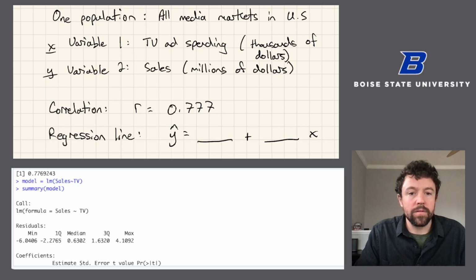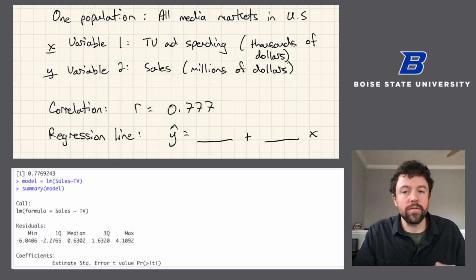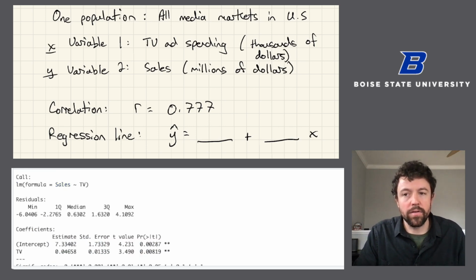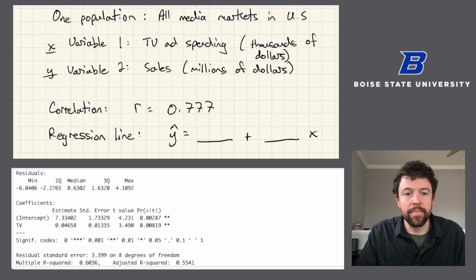So it tells me some stuff about the residuals. I don't really care about that. Remember, software output, you have to recognize that there are things that, even if you know what they are, you don't want to look at them right now. There's some information about t-values and p-values. I don't really want that right now.